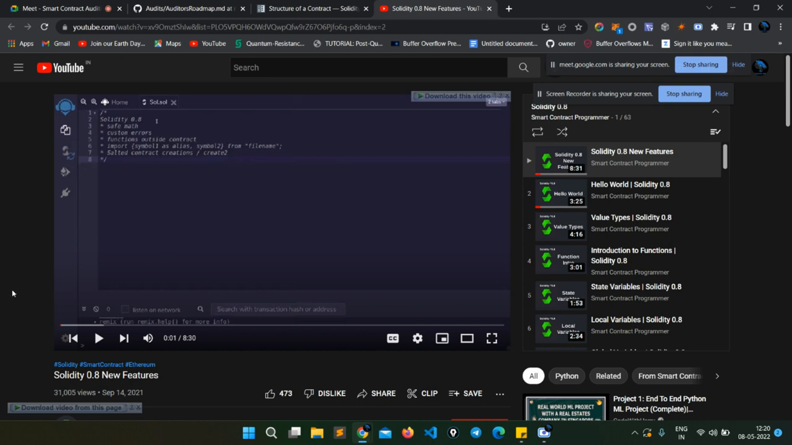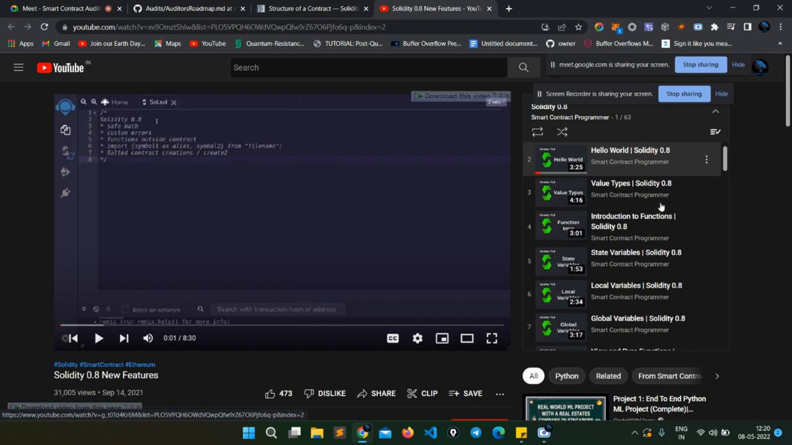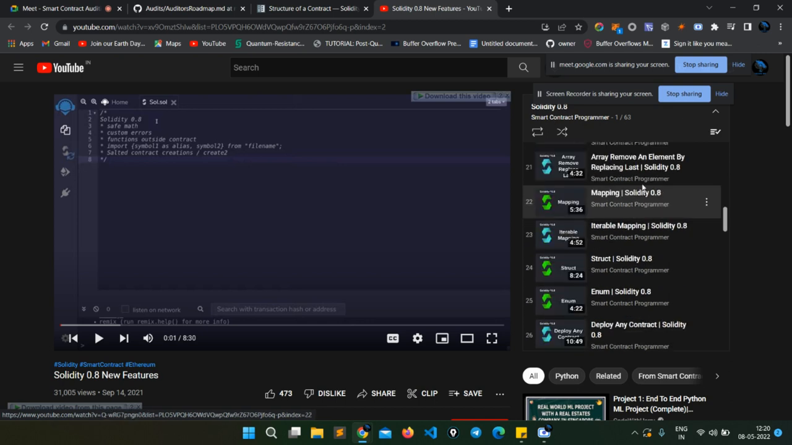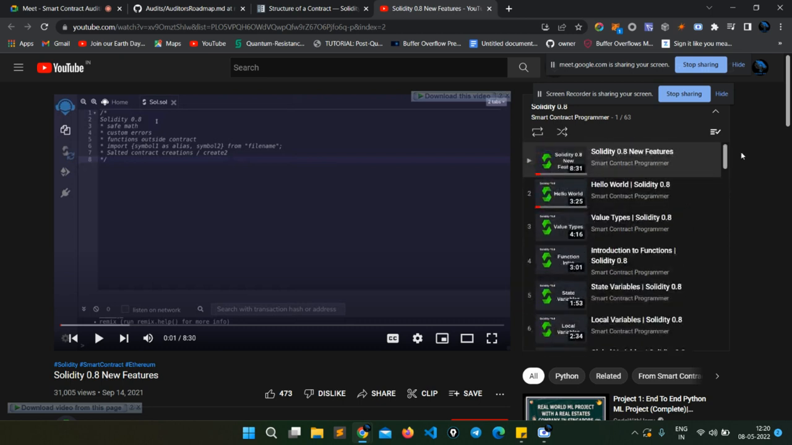Solidity 0.8, there is a playlist covering different key components of Solidity, right? What you're supposed to learn: the state variables, functions, and all the components that are there in Solidity. What is 0.8? Well, Solidity has different versions, and these are released from time to time because the developers fix some implementation bugs, or other kinds of stuff, gas optimizations, and add new features in newer versions.